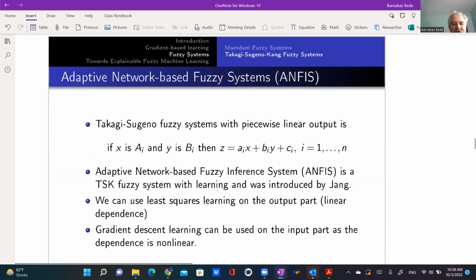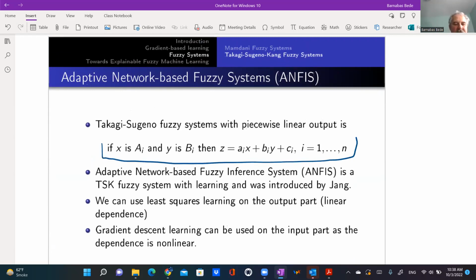Let's talk about the ANFIS fuzzy system. This was the first fuzzy neural system that was implemented, and since then it has been developed and used in many applications. Actually, the system had a piecewise linear input, linear output. So let's look at this rule base. Now we have a rule base of the form: if x is A_i and y is B_i, then z is a linear combination of this form.